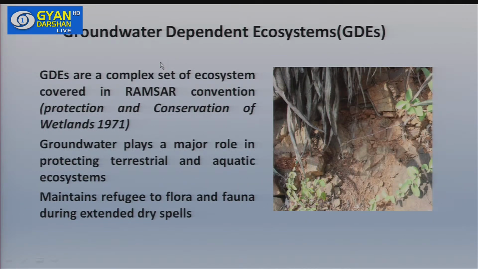Not only human beings, we also have different ecosystems which depend on groundwater, as discussed in the Ramsar Convention on the protection and conservation of wetlands in 1971. So there are groundwater dependent ecosystems, both aquatic and terrestrial. They depend on groundwater during the time of drought. Both flora and fauna are dependent directly or indirectly, and so these are called groundwater dependent ecosystems.